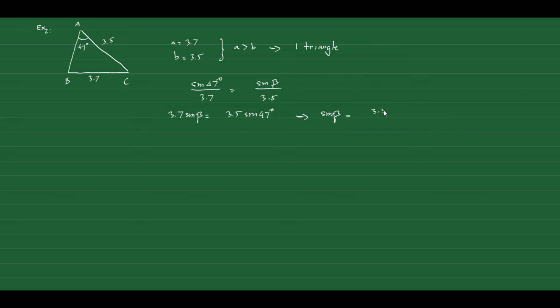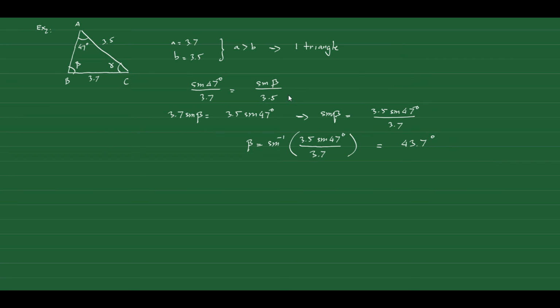From here we solve for beta, which will be 3.5 sine 47 over 3.7. Calculate this out and take the inverse, so beta will be inverse sine of 3.5 sine 47 degrees over 3.7. And if I don't have any mistake, the angle beta over here will be 43.7 degrees. So if you have beta, of course you can find gamma.